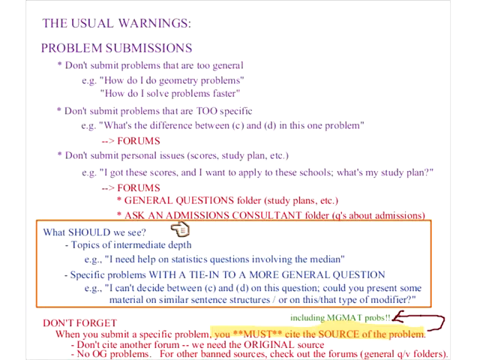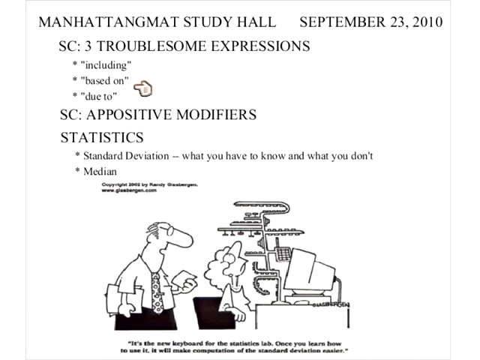Okay. All right, let's go ahead and get started. Again, here's your topic list for today. We're going to start by talking about 3 troublesome expressions in sentence correction, including, based on, and due to.